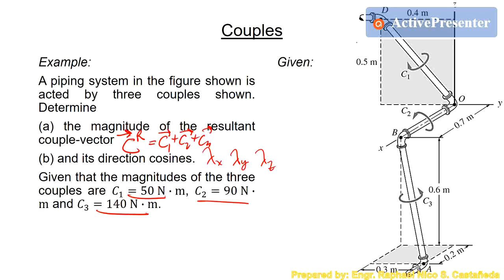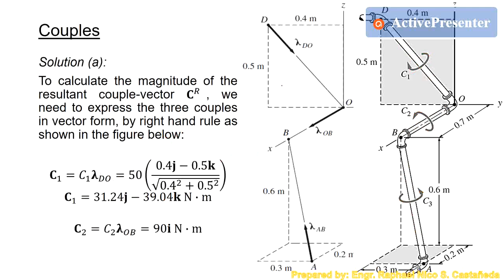So if we use the right-hand rule, the direction of the double-headed arrow, if we place our fingers right here, the direction of the thumb is in this direction. Then if we use our fingers right here, the direction of the thumb is in this direction. And this one right here, the thumb will be pointing in this direction. So it will look like this, same as our previous presentation.